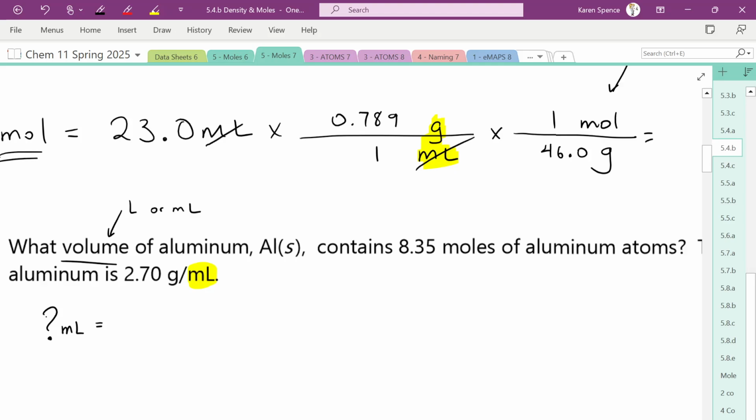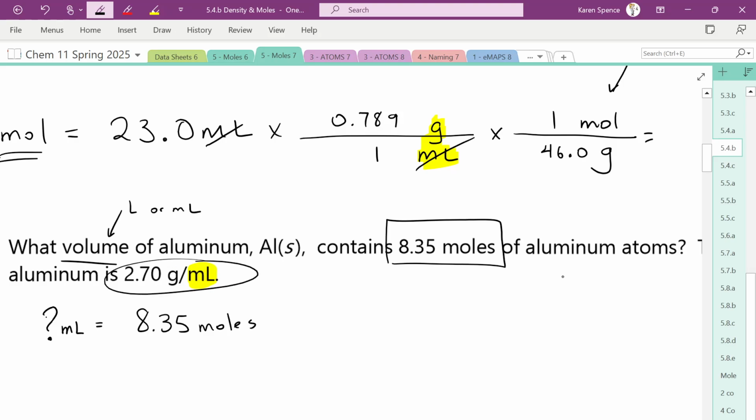So let's use how many milliliters? And we are starting with 8.35 moles. How do I know that that's what I'm starting with and I'm not starting with 2.70 grams per milliliter? How do I know to start with the moles rather than the density? The density is a conversion factor. It's got one unit over top of a second unit, okay? And almost 90% of the time, 95% of the time, you're not going to start with a this over that at the beginning. You're going to just start with a single unit.